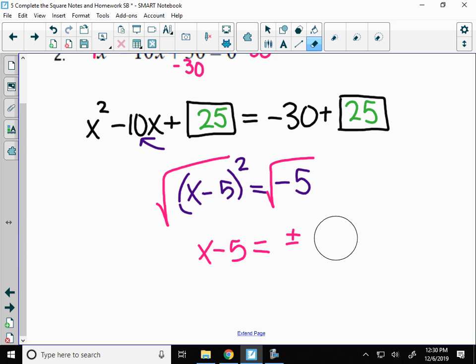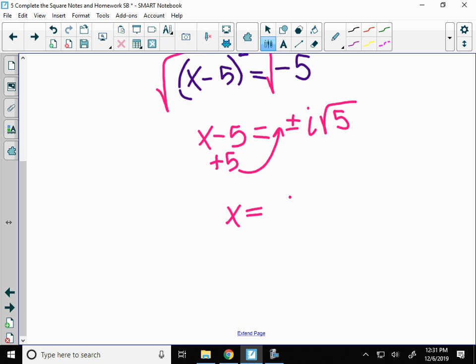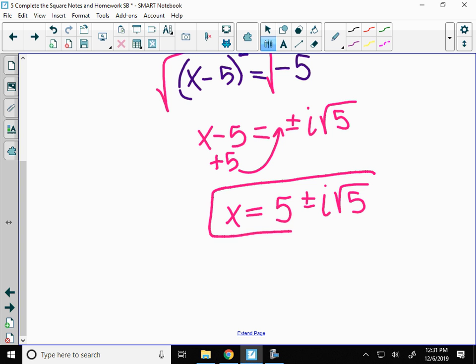I radical 5. So we have plus or minus I radical 5. Okay, all I have to do is add 5, and where does it go when I add it? In front of the plus or minus. So x equals 5 plus or minus I radical 5. So those would have two imaginary answers, and from your quiz today, what kind of discriminant would give you two imaginary answers? A negative, -1. Good.